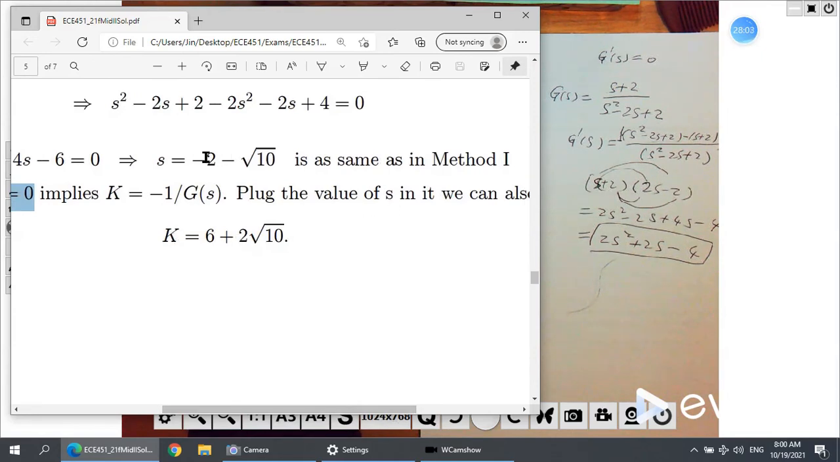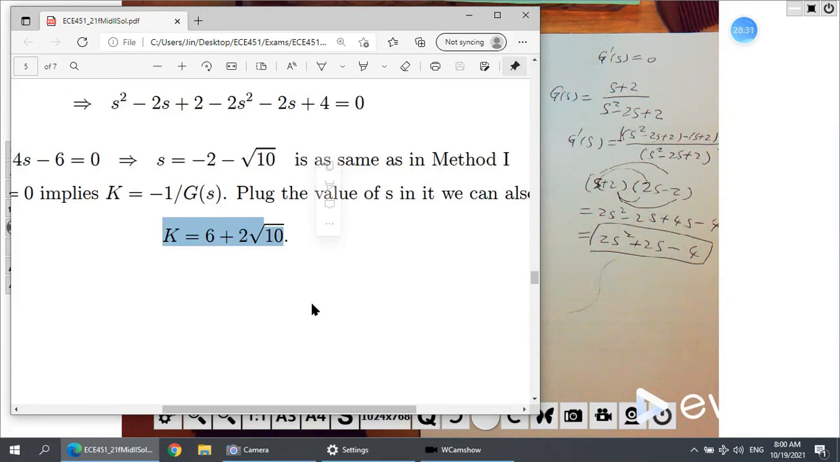S will be, s is this one, right? And the g of s is that fraction, right? G of s here. So you replace s by negative 2 minus square root of 10, right? You have 3 terms, s squared, and s. Replace all this s with this value, and then do some calculation, some simplify. Finally, you can have k.